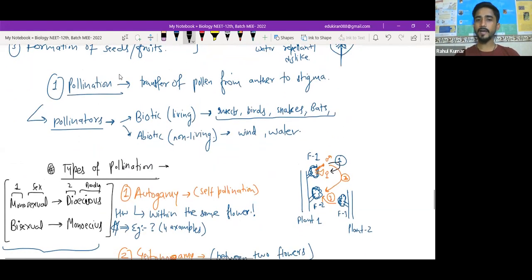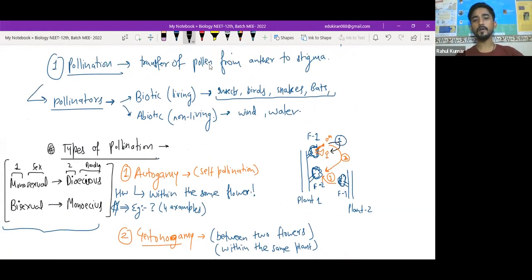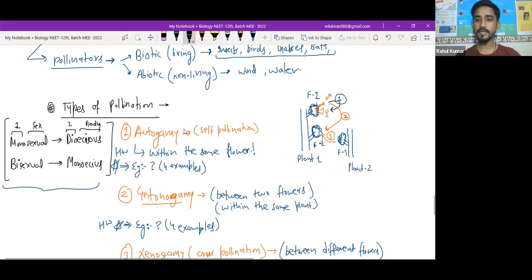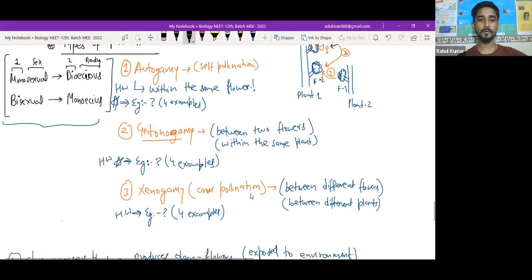I'll give you a brief recap today, both of you. Pollination, as we know, is the transfer of pollen grains from the anther to the stigma. This can happen from the anther of the same flower to the stigma of the same flower, which is called autogamy, or self-pollination, within the flower. It can also happen between the anther of one flower and the stigma of another flower, both present on the same plant. That is called geitonogamy, between two flowers but on the same plant. And then we did xenogamy, which is cross pollination, between different flowers present on different plants. So an anther of one flower transfers the pollen to the stigma of another flower, which are completely unrelated in terms of genetics.